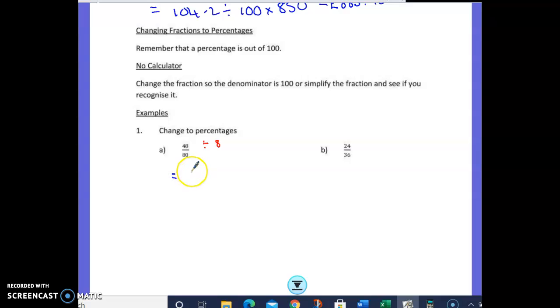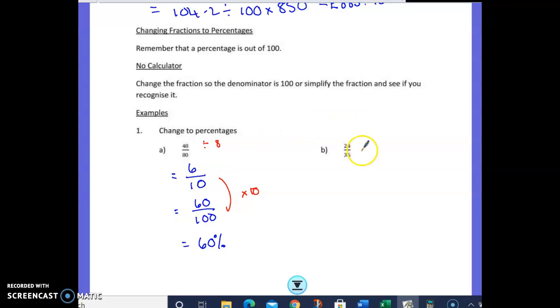48 divided by 8 is 6. 80 divided by 8 is 10. That's 6/10. Remember, my aim is to make my denominator 100. I've gone from 10 to 100 by times by 10. So I do the same to the top. If it's 60 out of 100, it must be 60%. Now for ones like this, you might have recognised 6/10 must be 60%, and that's fine. Any way that you can recognise what it is, that's absolutely fine.